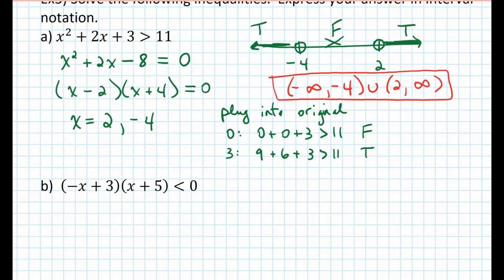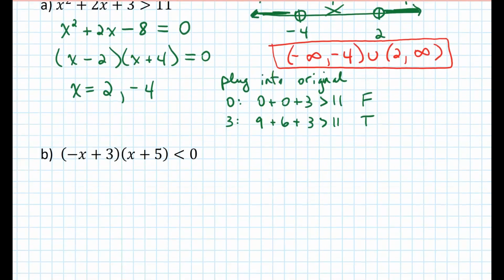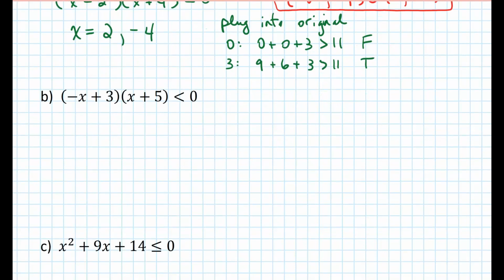Let's look at B. What is so lovely about B? It's already factored. What are our zeros? 3 and -5. Was there one that we should be careful with on this one? The first one. Be careful. It's a -x in the front, so that's going to make it a +3.